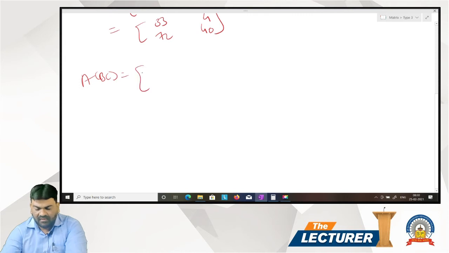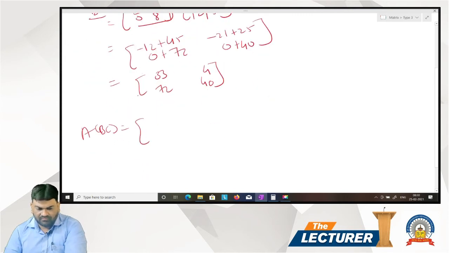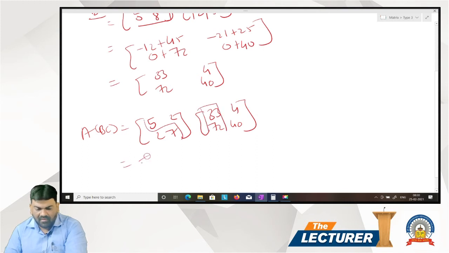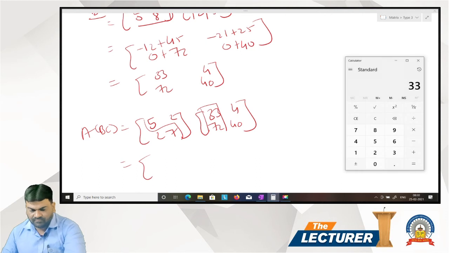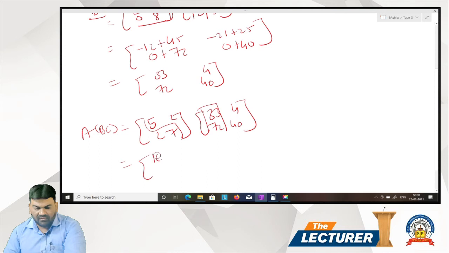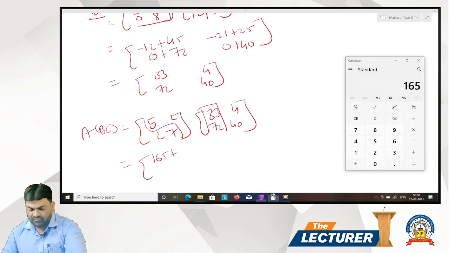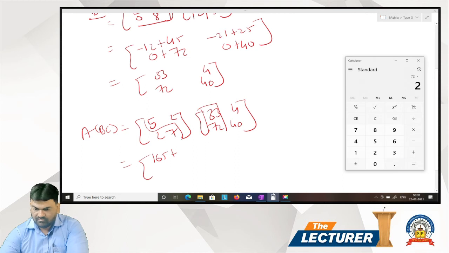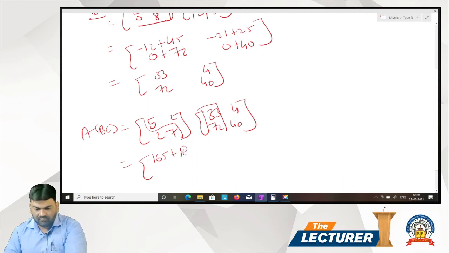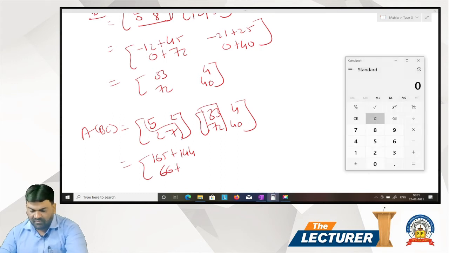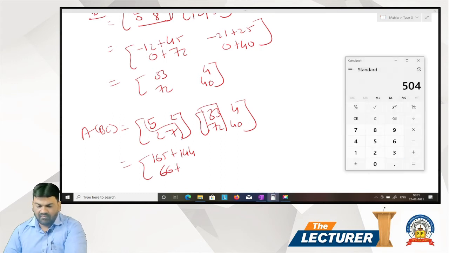A multiplied by BC, A, 5, 2, 2, 7, 33, 4, 72, 40, row, column, 5 multiplied by 33, 165, 72 multiplied by 2, 144, 33 multiplied by 2, 66. 72 multiplied by 7, 504.